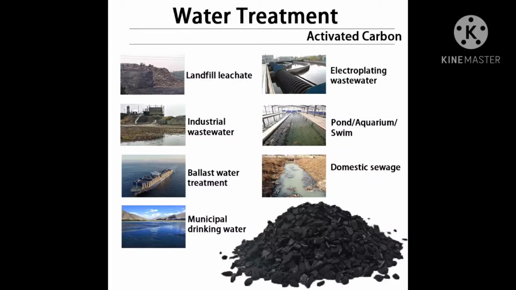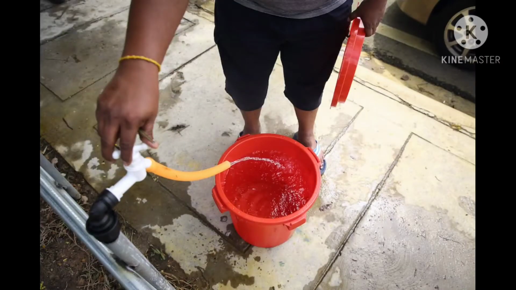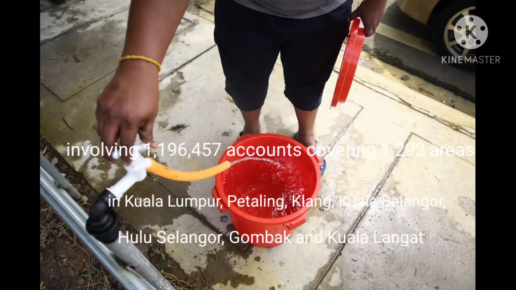The pollution of the river was detected on 19th October 2020, and the termination of the work of these 4 plants has caused an unscheduled water supply disruption involving 1,196,457 accounts covering 1,292 areas in Kuala Lumpur, Petaling, Jaya Klang, Kuala Selangor, Hulu Selangor, Gombak and Kuala Langat.